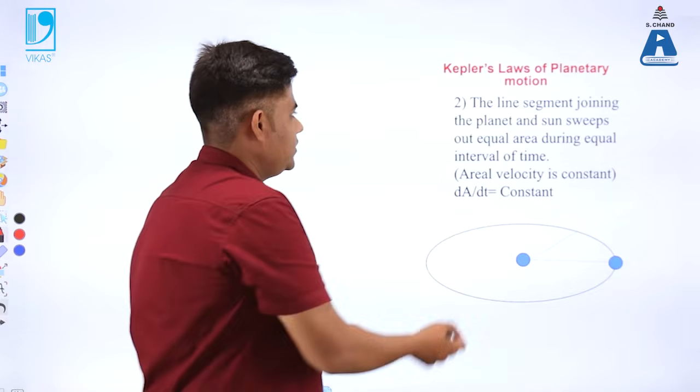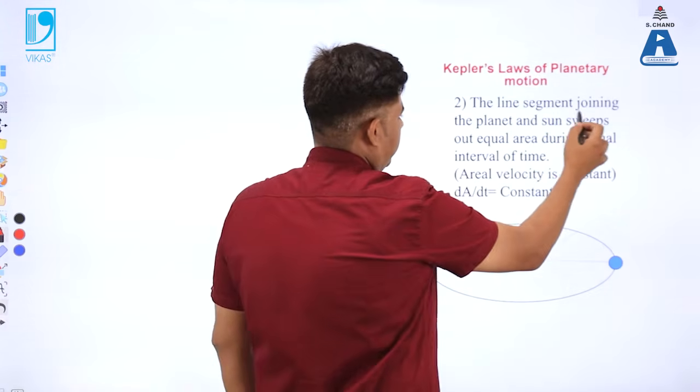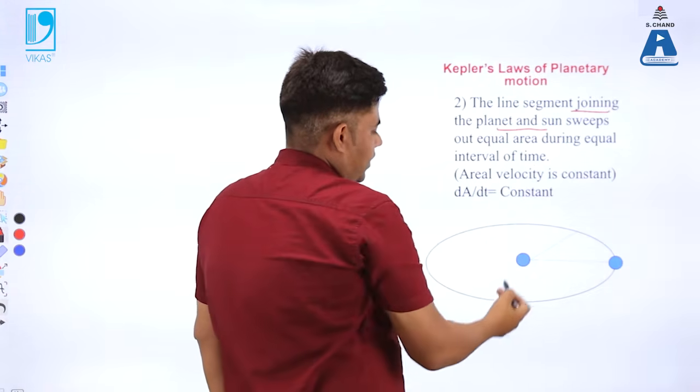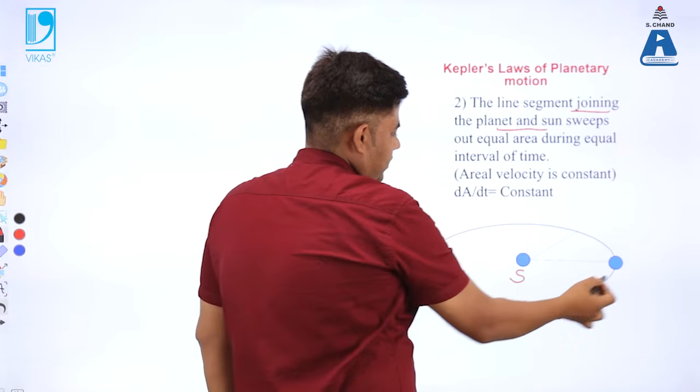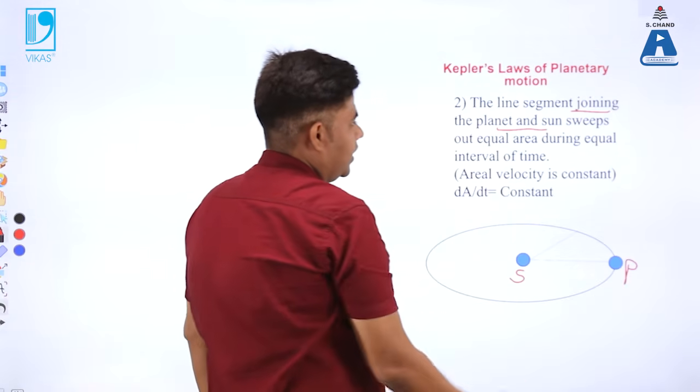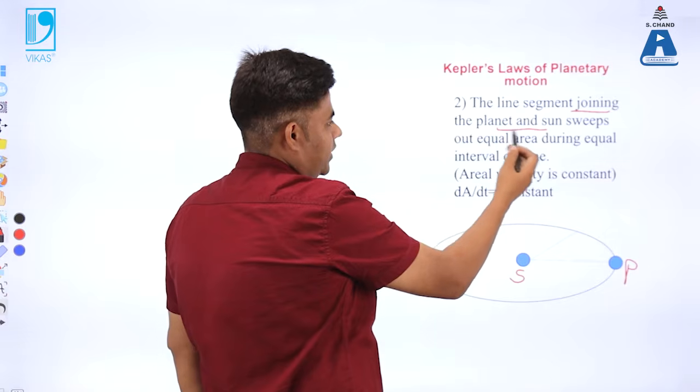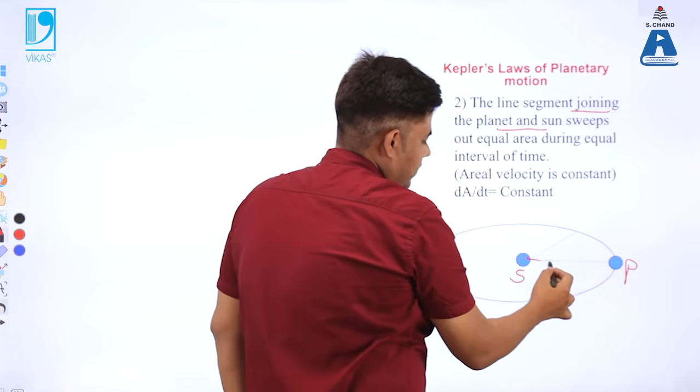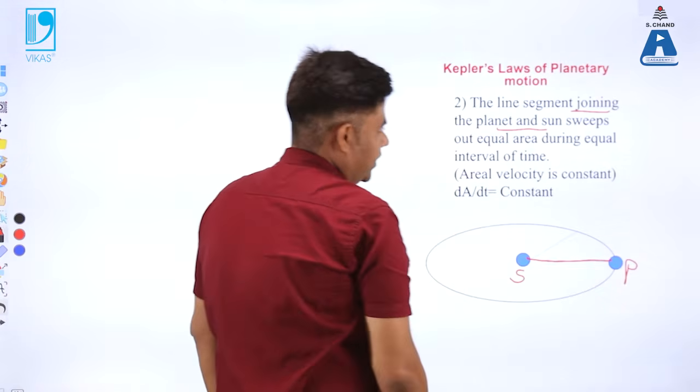The second law is about the line segment joining the planet and the sun. So this is, let's say, the sun, this is the planet, and there is a line segment that joins the planet and the sun.